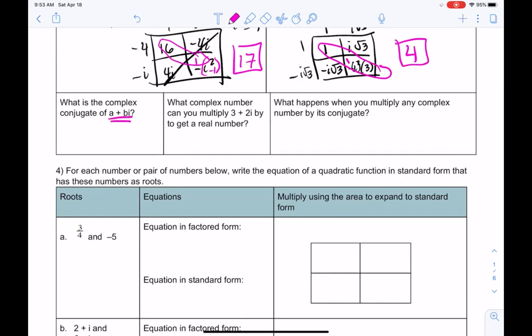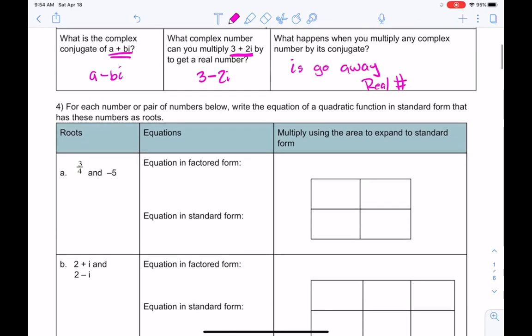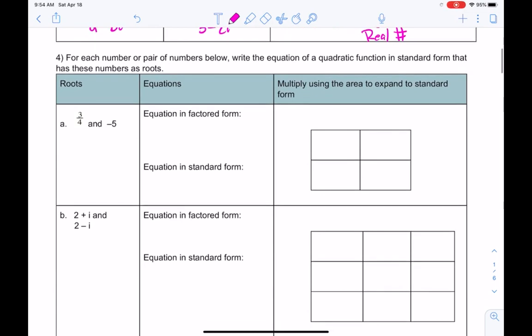Okay, so what's the complex conjugate of a plus bi? Again, that's the standard form or the expected form for a complex number. So what would the conjugate be? That would be a minus bi. Again, when you multiply those together, the i terms are going to cancel out. So what's going to change here? Well, we're just going to subtract the 2i. So this will be 3 minus 2i. Okay, what happens when you multiply a complex number by its conjugate? The i's go away. So you end up back with a real number. So the imaginary numbers go away. They cancel out.